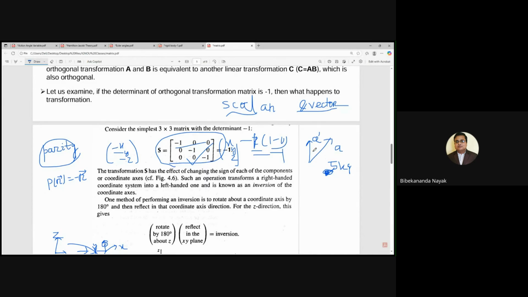Because you say a vector has direction, and now the direction changes. So now you can define: vectors change due to rotation, but scalars remain invariant on rotation. So a scalar quantity is known as a rotational invariant quantity. The physical quantity which remains invariant under rotation is a scalar; which changes under rotation is a vector.